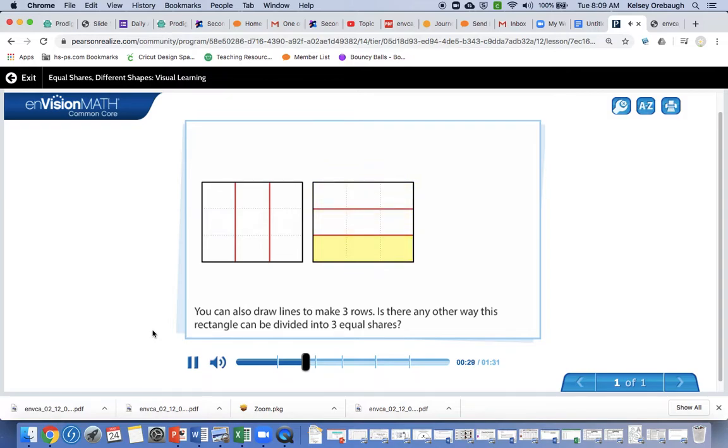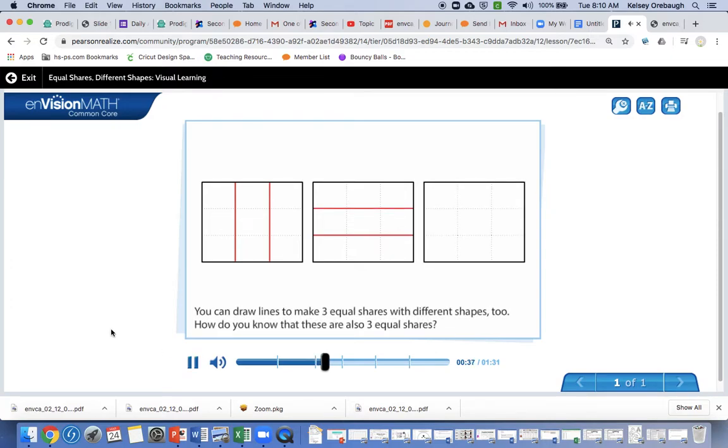Is there any other way this rectangle can be divided into 3 equal shares? Okay, so we have to be creative here. Is there any other way that you can see that we could make 3 equal shares in this rectangle? Meaning we would still need to have the same number of squares in each share. There has to be 3, but not straight across in rows and not straight down in columns. Let's see.